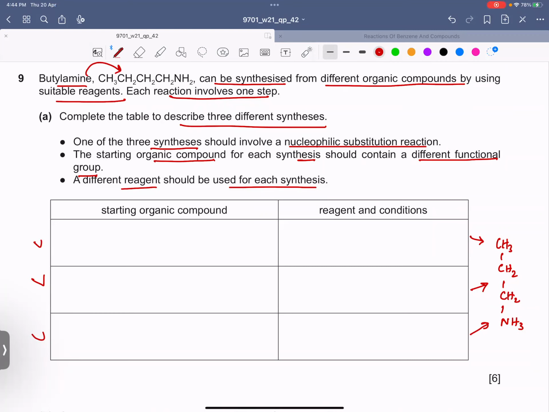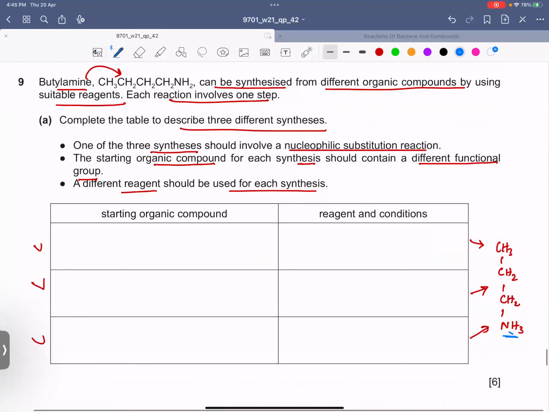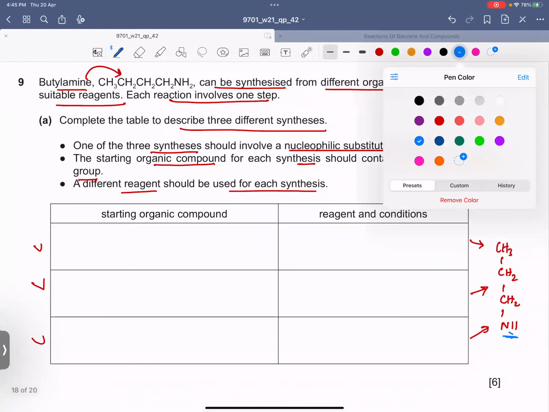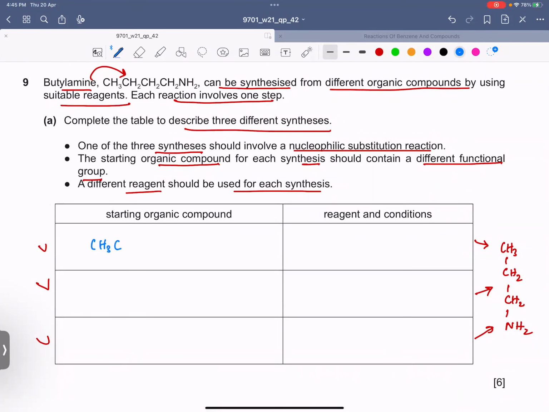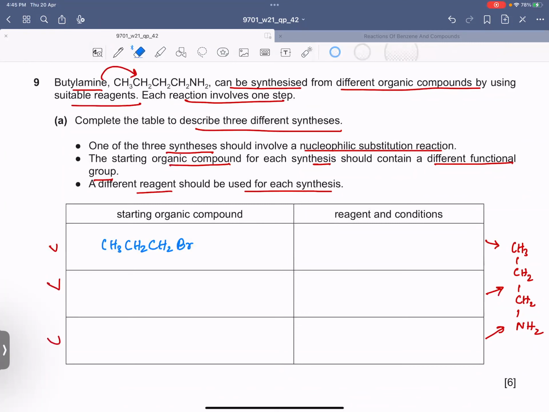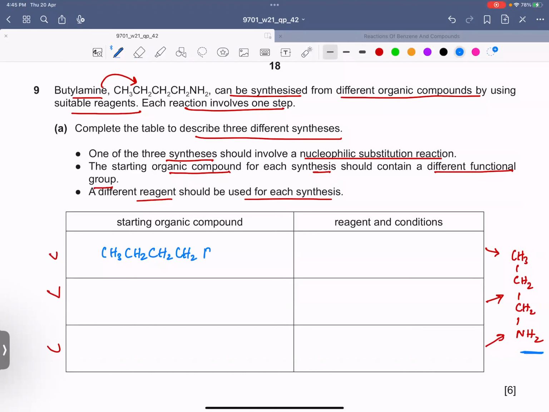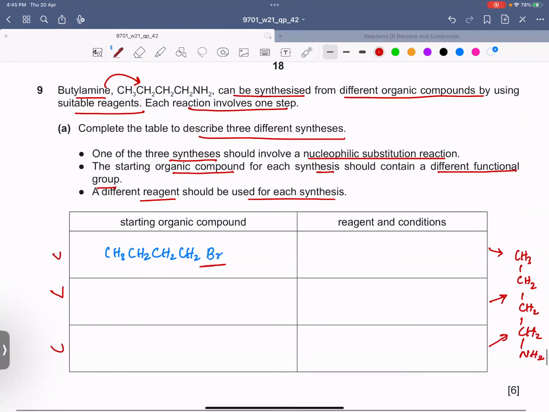So if I start from the first one, it's an amine, not ammonia. NH3, it's NH2. So NH2 can replace halogen easily. So it means my starting compound would be this one, or here you can put a chlorine as well. And to convert this into this, there's CH2, sorry, thank you. So we have a 4, it's a 1-bromobutane, okay, I missed it. So it is like this only. Okay.